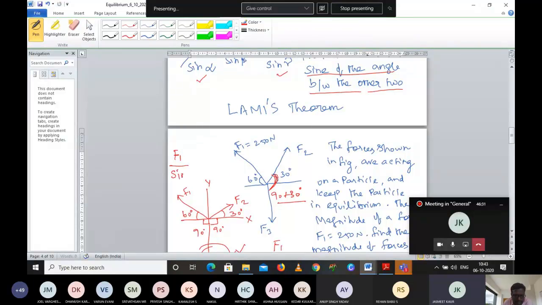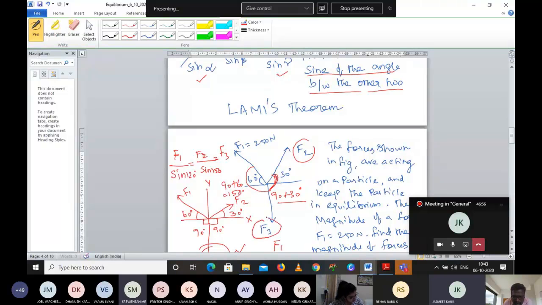Please take a note, guys. All of you will forget that 90, then it will create a problem. 120. Okay, next one, F2 by sine 150, opposite to F2. 90 plus 60 is equal to 150. Please listen. 150. The last one, F3.